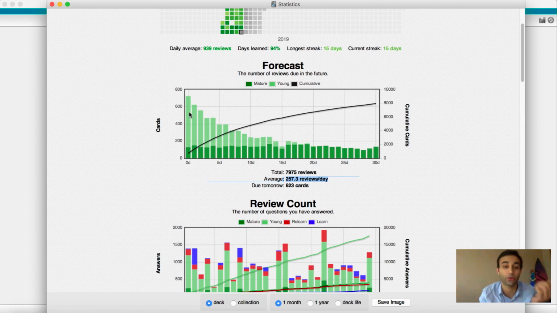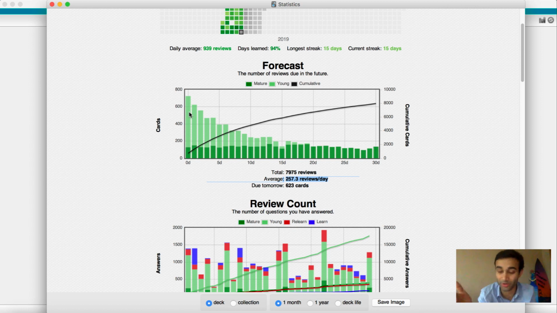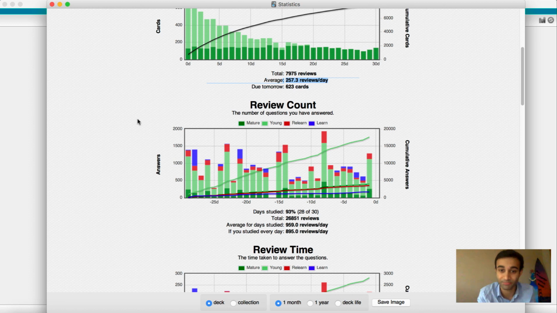Young cards are those that have an interval from 0 to 21 days. So if I press again on a card, that would be a young card. You know how there are always three options, 1, 2, and 3, and if the middle option is less than 21 days, it usually means that it's a young card. If the middle option is more than 21 days, that means it's a mature card, because the next time you'll see that card is in 3 weeks. That means you know the card well enough that it's considered mature. Okay, so that's what this forecast graph means.